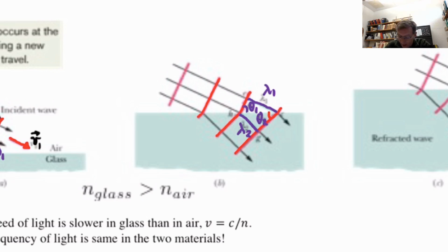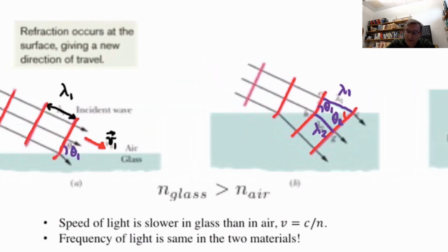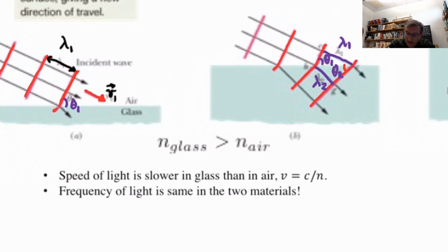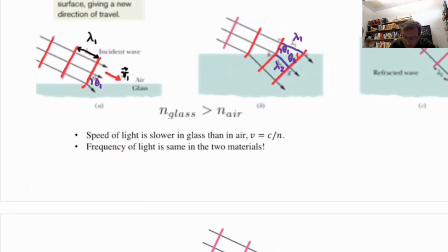In fact, less. Okay? Here's another drawing, basically of the same thing, showing the smaller wavelength lambda 2. Okay, so here's some things we know. As I've mentioned, the index of refraction of glass is larger than the index of refraction of air. So that means the speed of light is slower in glass than it is in air, because the speed of the light in the material, v, is the speed of light in vacuum, c, divided by the index of refraction.